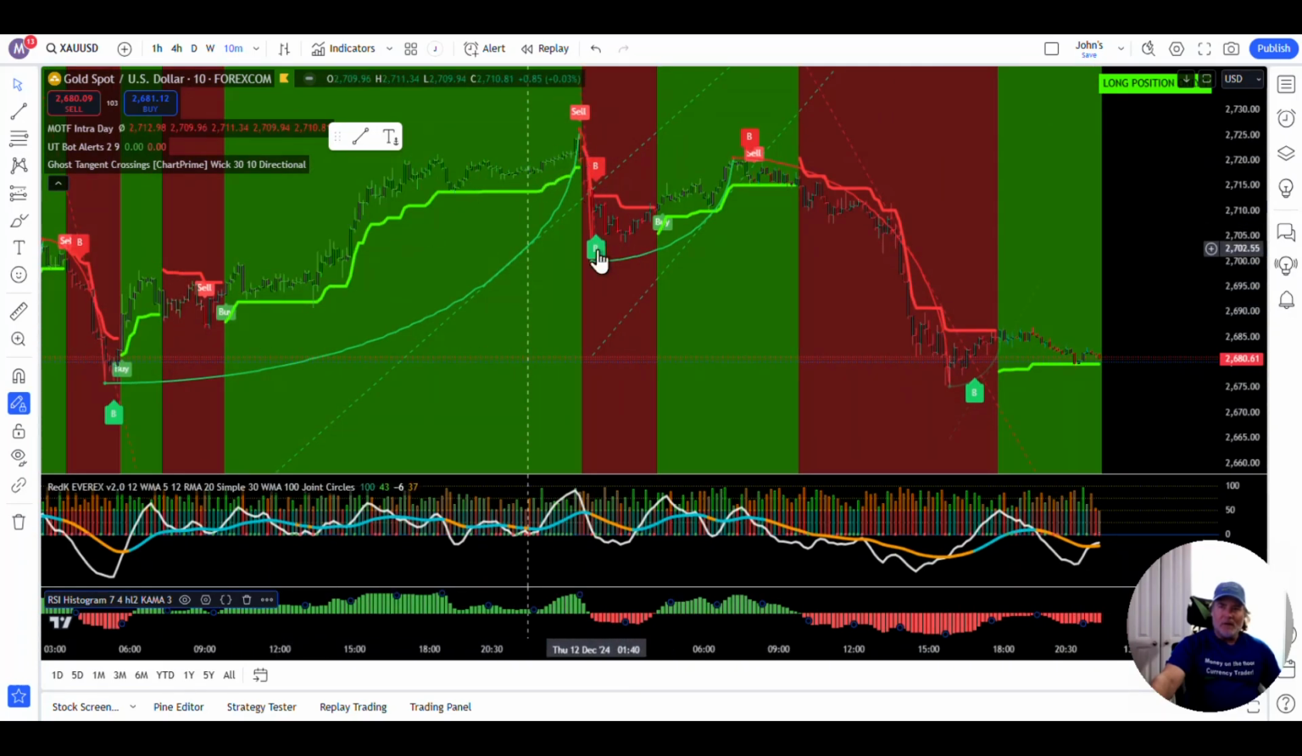We have a momentum move down, it goes sideways. So we have a little momentum move up, sideways, momentum move down. So you need to stay out of those. And these pivots, or these ghost tangents, are what tells you.